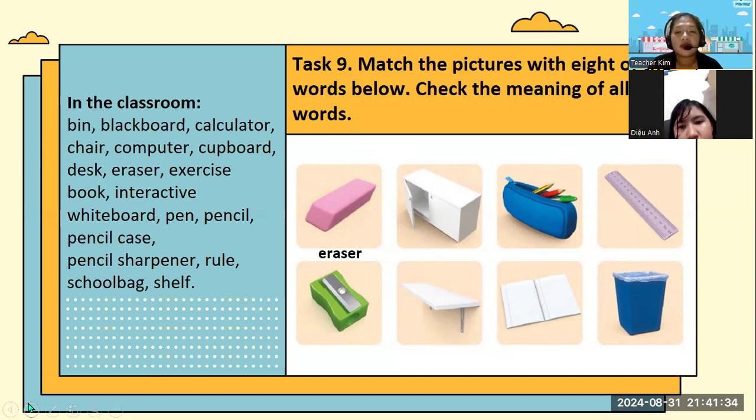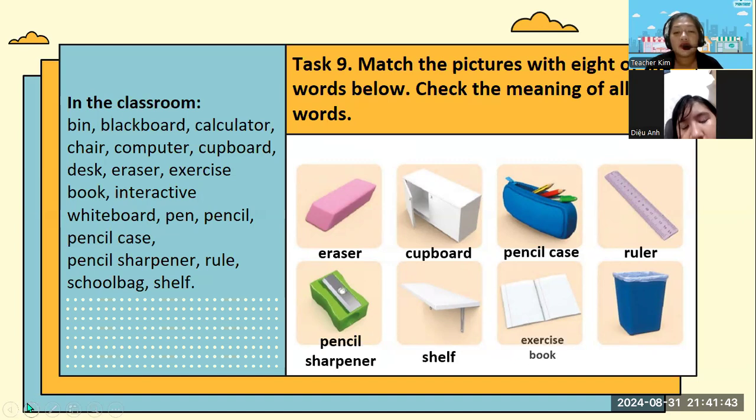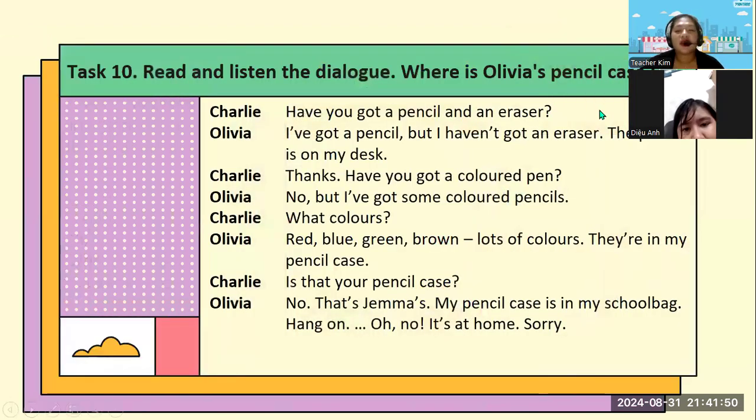So we have eraser, chalkboard, pencil case, ruler, pencil sharpener, shelf, exercise book, and trash bin. Okay, so here is another dialogue, but we need to listen to the audio. Read and listen to the dialogue. Where is Olivia's pencil case? So that we will know where Olivia's pencil case is. Okay, let's listen.